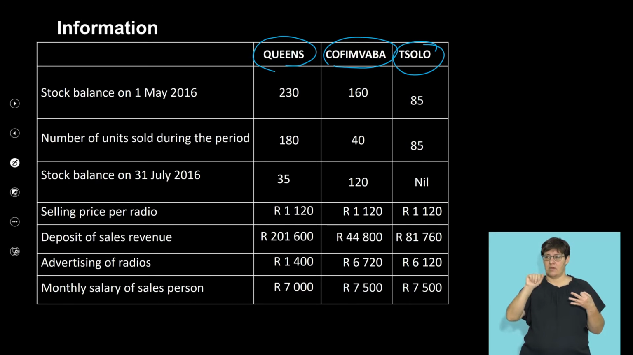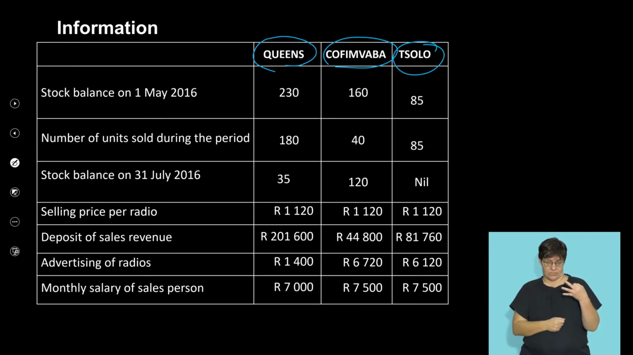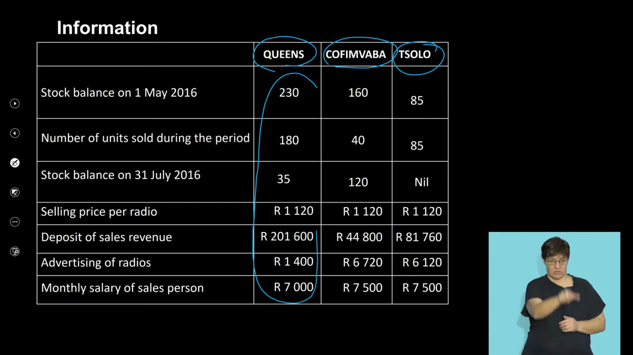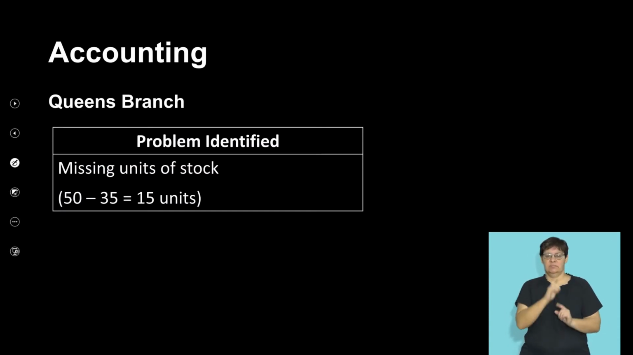Okay, so now the question says, let's look at the first, the Queens branch. We have to identify, looking at the information that we have, what we find as a problem. Okay, so if that is the Queens branch, let's go into the answer. The first problem that you identify is missing stock.